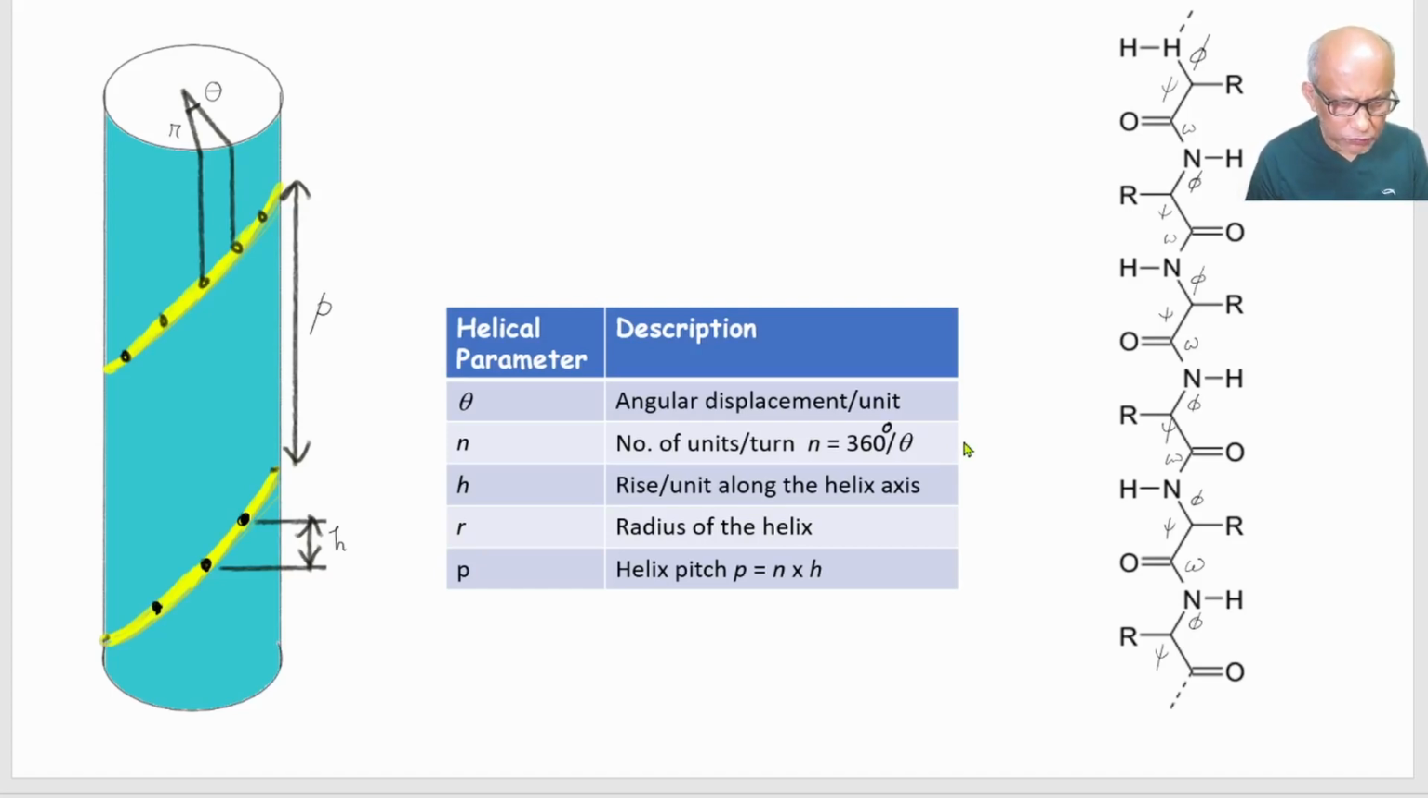Now the second thing is that as we move along from one residue to the next, we also make a shift, a translation, which goes parallel to the axis of the helix. So we can have an axis of the helix, and we make a translation parallel to that, and that I will call H.